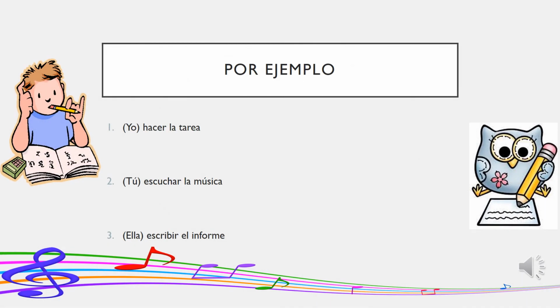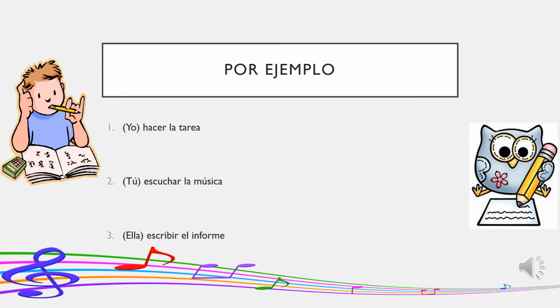So let's take a look at a couple of examples. In your packet, you have yo hacer la tarea, tú escuchar la música, and ella escribir el informe. So the first thing we have to do is conjugate the verb estar for the person in parentheses. And the second thing we have to do is take the verb and take off the -AR, -ER, or -IR and add either -ando or -iendo.